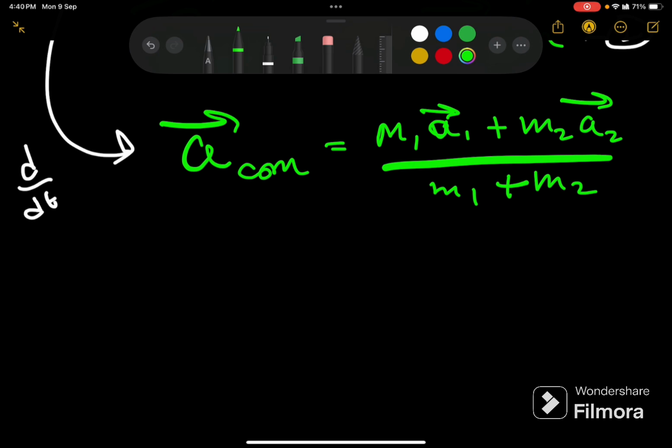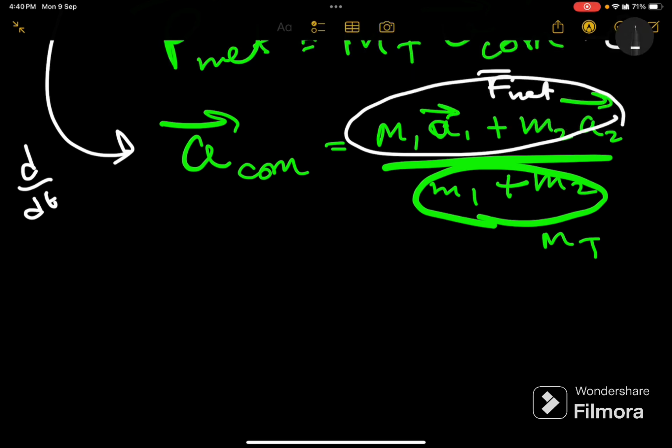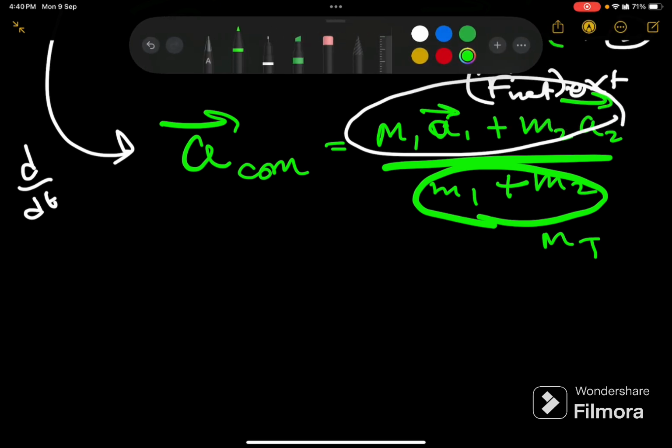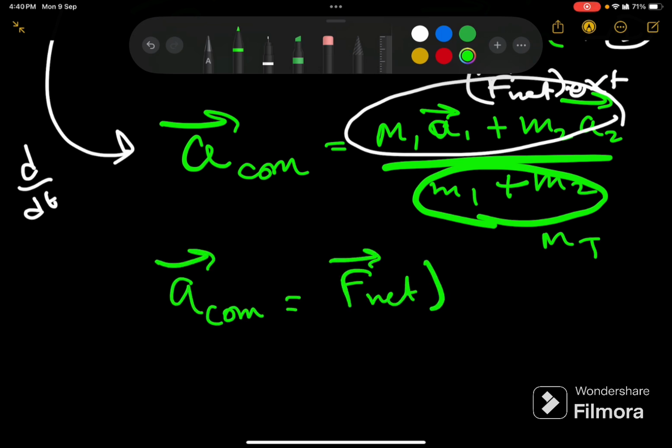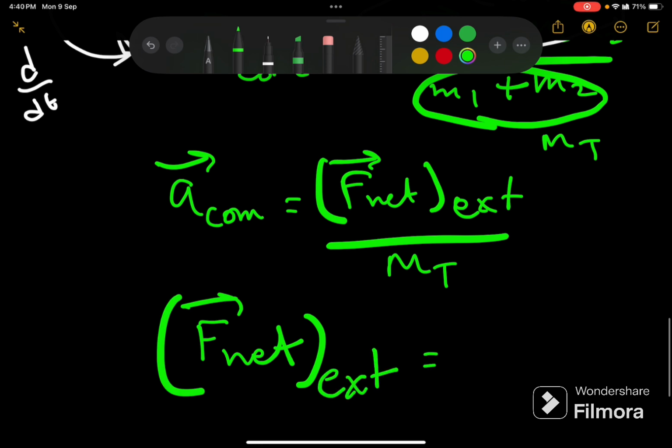So this is the total mass m total, and this is F net external. So let me write it: a center of mass equals F net external by m total. So F net external equals total mass into acceleration of center of mass.